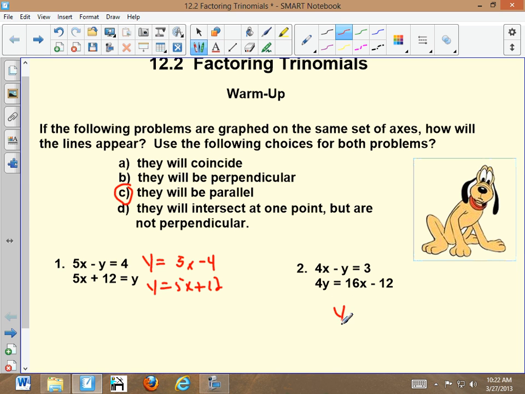Same thing here. Y equals 4x minus 3. Y equals 4x minus 3. So this one is C. This one will be A. They will coincide.